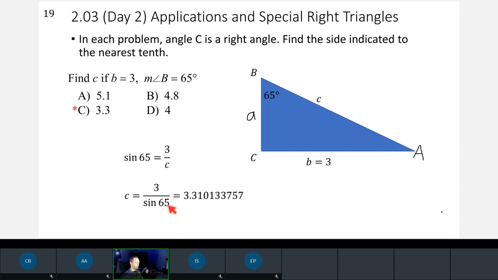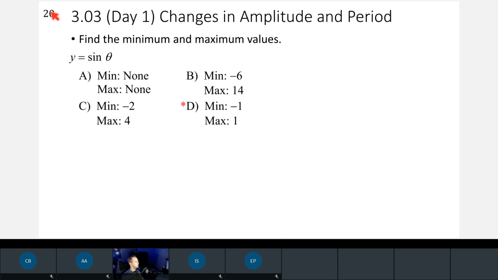And again, we are in degree mode now. So make sure you put in degree mode, because we were in radian mode from previous problems. 3 over sine 65, hit enter, you'll get 3.31. Also, another good thing about multiple choice problems, if you forget to put it in degree mode and you type this in, you hit enter, your answer won't match anything up here, more than likely. And you're like, oh, well, that's why, degree mode, whoops. Almost done.